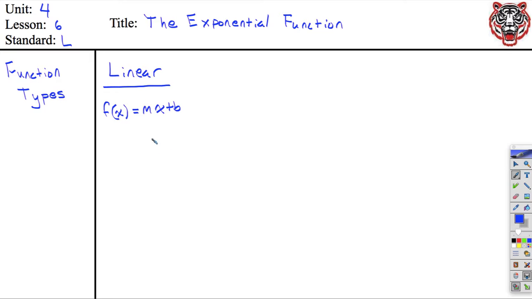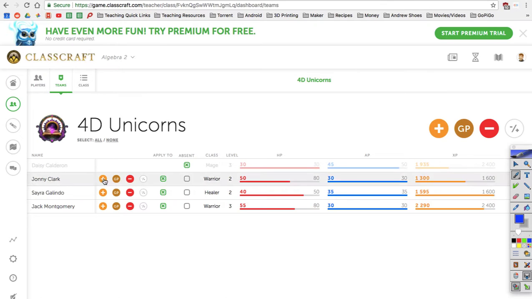Okay. By the way, another XP opportunity here. F of x, this is function notation. Do we remember the mathematician who made that popular? Euler. Oh, man. Jack is on fire. It is Euler.